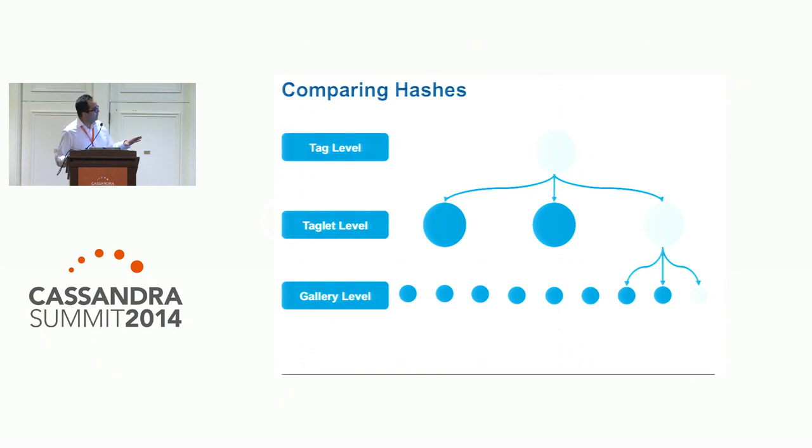So if we stored hashes at each level, we would only need to compare the hash, and if the hash of the two tags are the same, then we wouldn't have to go any further. We can say that those two tags and the data that they reference is the same. But in this example, let's just say that the same leaf node is different. You only have to do a very minimal number of comparisons. And we were inspired by this idea from how Cassandra does its anti-entropy read repair process.